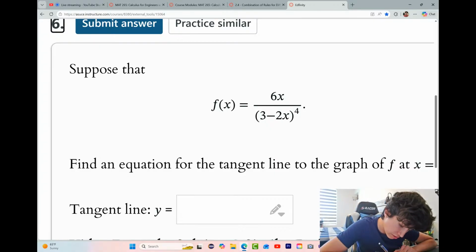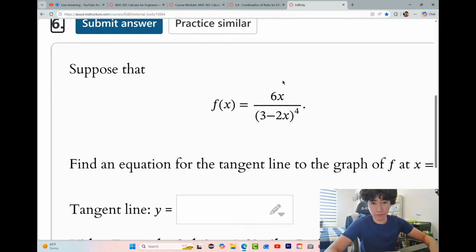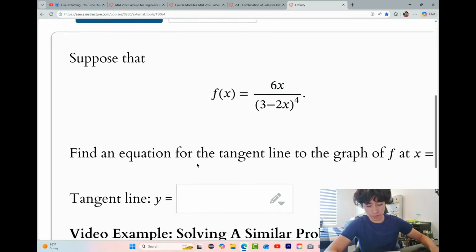So we do 6 times (3 minus 2x) to the power of 4 plus, because we have minus and minus, 6 times 8 is 48, so 48x times (3 minus 2x) to the power of 3. And all of this is going to be over (3 minus 2x) to the power of 8. Perfect. I don't think we can simplify anymore.